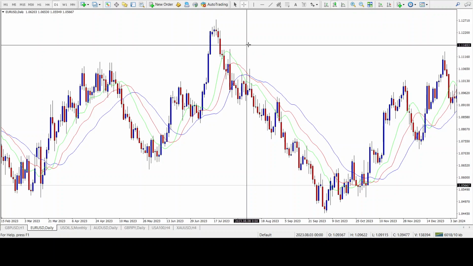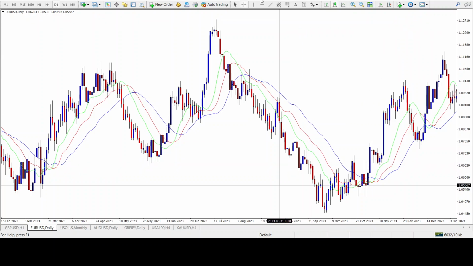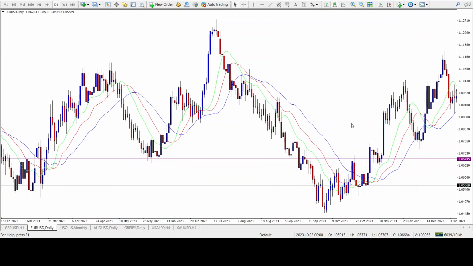Once you set your stop loss above the indicator, you can then target the nearest support level for your take profit, or you can as well wait for a bullish crossover, which happened around here, before you exit your sell trade. Then the reverse is the case for a buy.